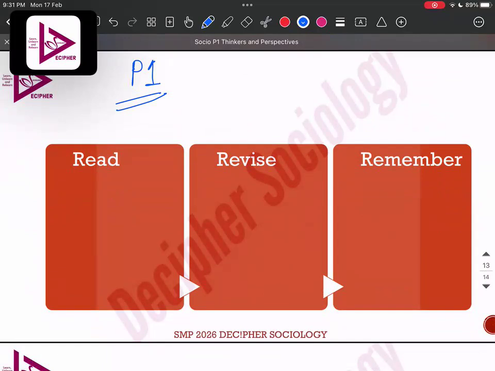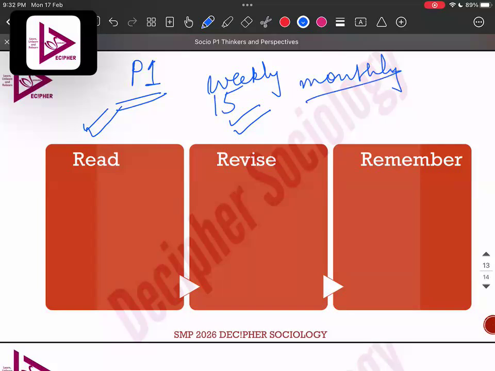So this is the end and overview of paper 1, all the thinkers and perspectives. Your job is to read a lot and revise regularly: start with weekly revisions, then 15 days, then monthly. Do this regularly, and at the last moment you will be well prepared to write the paper, because all this will lead to remembering. Of course answer writing will be there, it has to be done once you start.